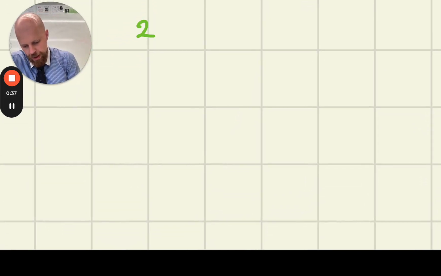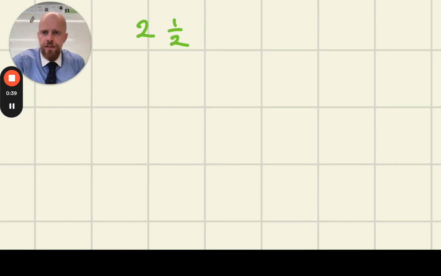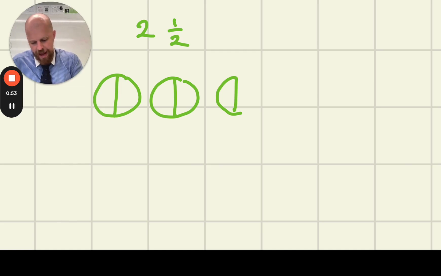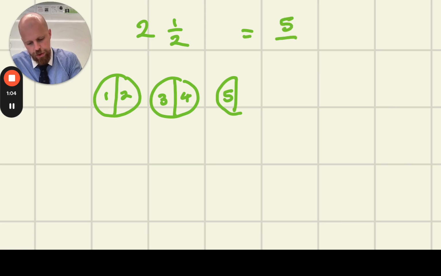Let's take 2 and 1/2. If we think about pizzas, we have 2 whole pizzas and we also have 1/2 of a pizza, 2 and 1/2. What I want to do is work out how many halves I have. So if I split my pizzas in half, that means that I have 1, 2, 3, 4, 5 in total. So I have 5 half pizzas, which means that this is 5/2.